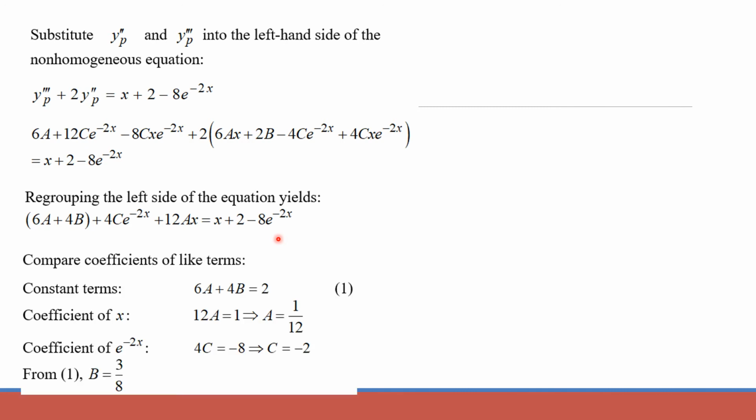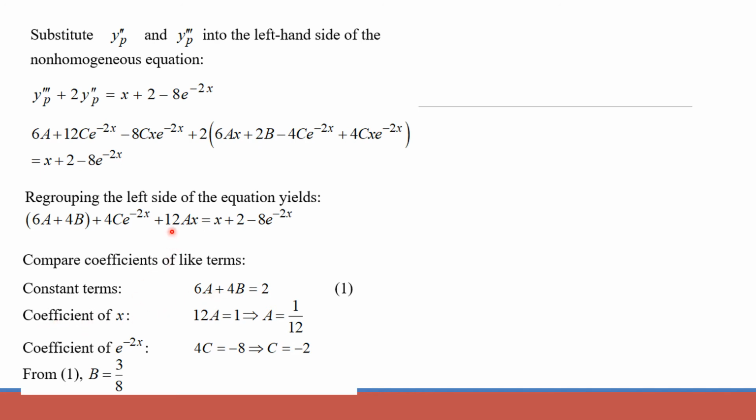After we have regrouped the left side of the equation, we can now compare coefficients of like terms. So we shall start by comparing the constant terms. On the left side, the constant terms are 6a plus 4b. On the right side, the constant term is the number 2. So 6a plus 4b equals 2. This equation is labeled as equation number 1 because I cannot solve it yet. There are 2 unknowns which will need to be found after this.